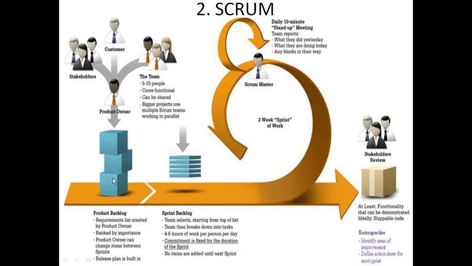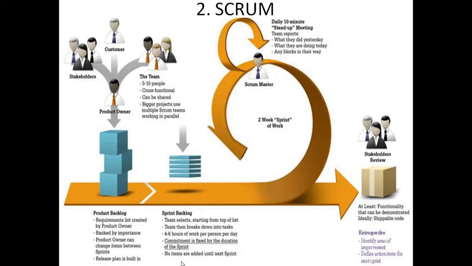This product backlog is nothing but the requirement list created by the product owner, ranked by importance. The product owner can change items between sprints, and the release plan is built in. We have already seen the definition of the sprint, that is completion of the given task within the time. That is nothing but the sprint.